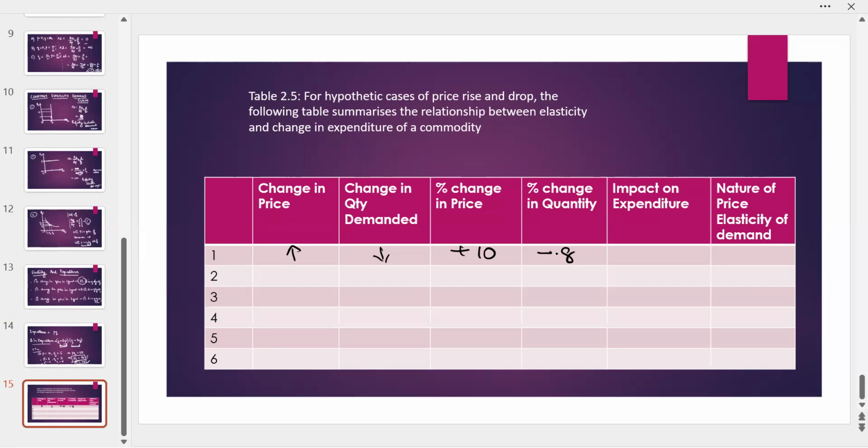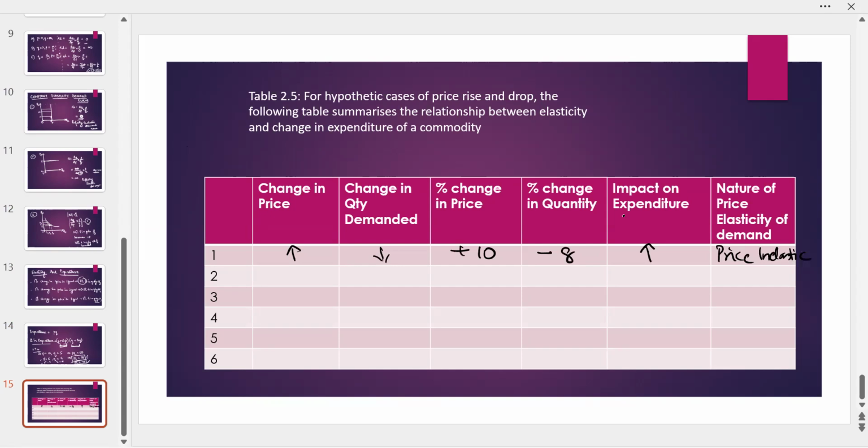What is the impact on expenditure? How much would it impact? Tell me. The 10%, the change in the price is more, but the percentage change in quantity is less. The impact on expenditure will be high, right? What does it mean? It means that the impact on quantity demanded is higher. Is it higher? No, it is not higher.